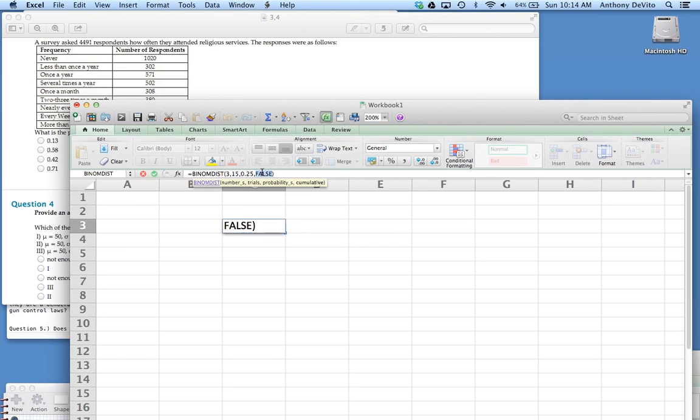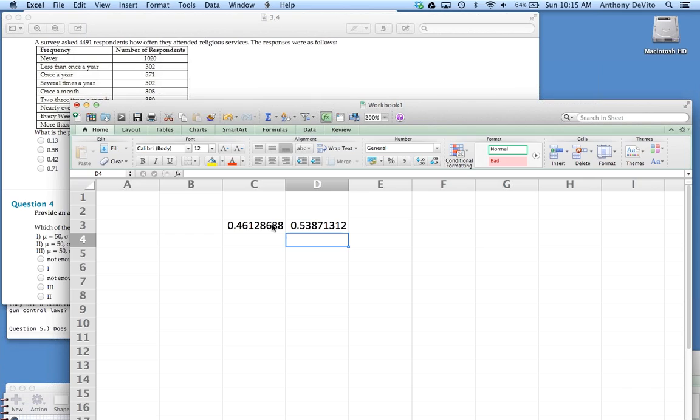If I change this to true, it'll give me the probability that 3, 2, 1, or 0 people have it, all of that probability together. That's 46%, right? Now if that's the probability that 3 or fewer people have online services, well, then if I subtract that from 1, 1 minus that number, that's the probability that 4 or more have, right? Because 3 or less is here, that would be 4 or more. So you got to be a little bit careful with that.